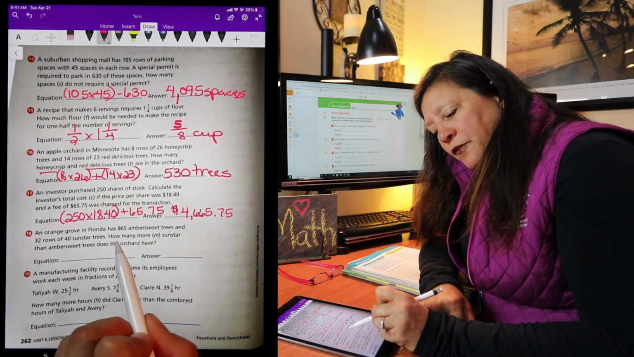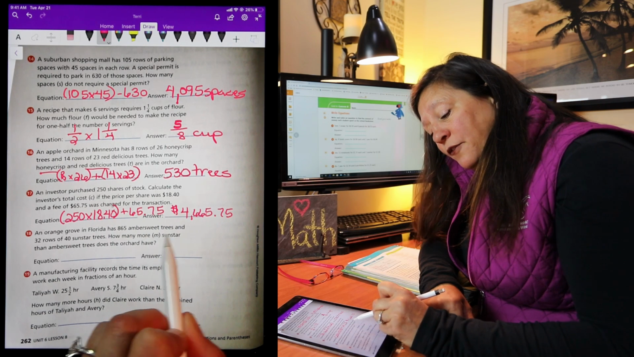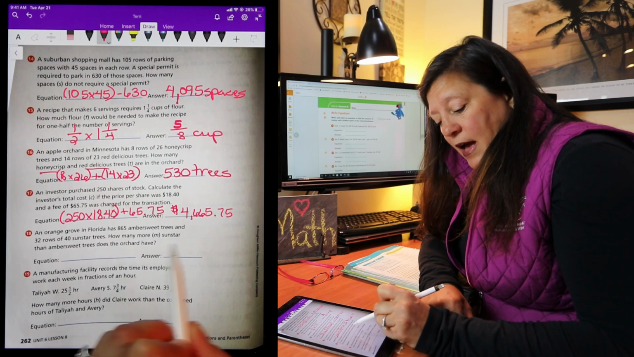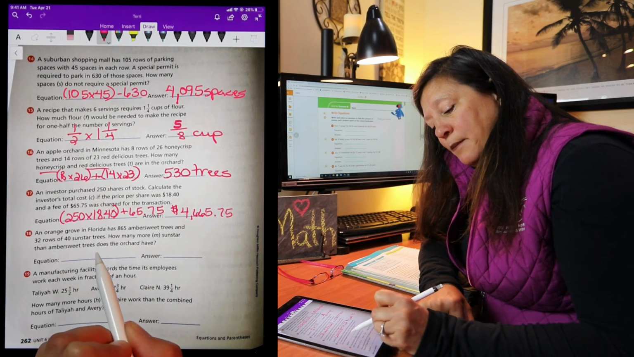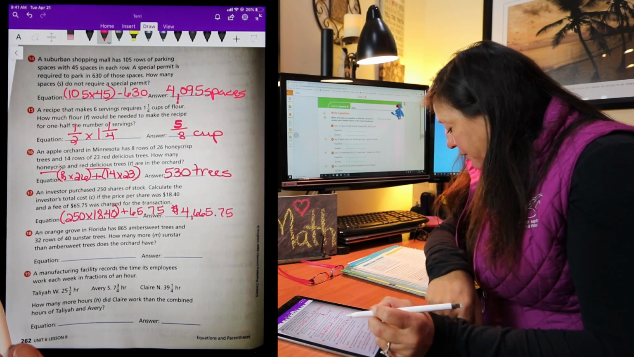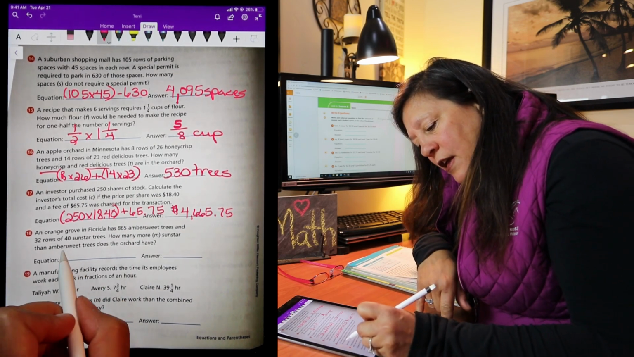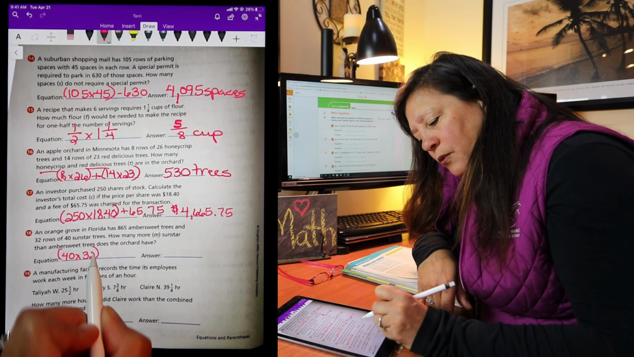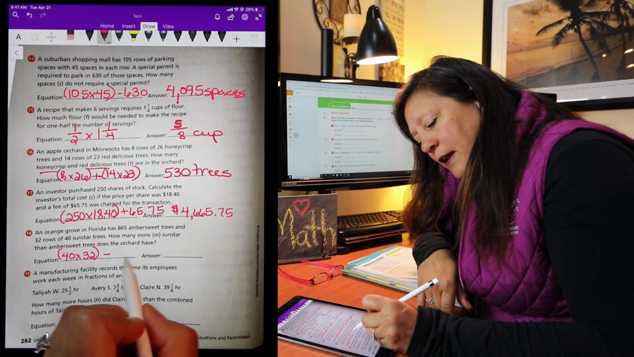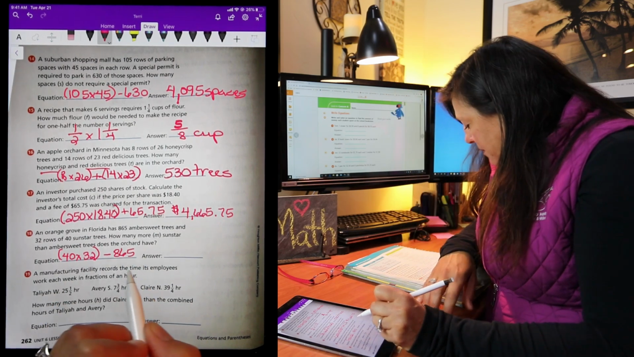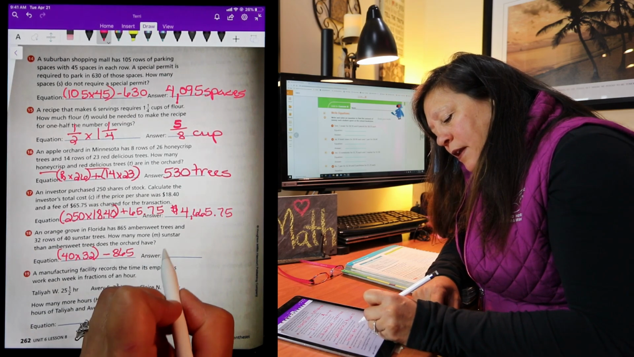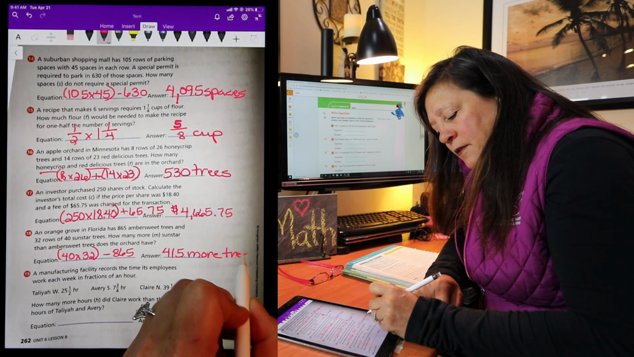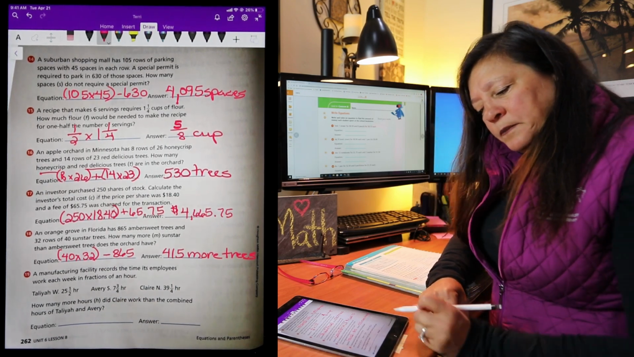Number 18, an orange grove in Florida has 865 amber sweet trees and 32 rows of 40 sunstar trees. How many more sunstar than amber sweet trees does the orchard have? Well, first we have to figure out all together the sunstar trees. So we're going to take our 40 times our 32 and then subtract the amber sweet trees that we know we have to figure out how many more. And there is 415 more trees. And that's the answer you should get in the end.